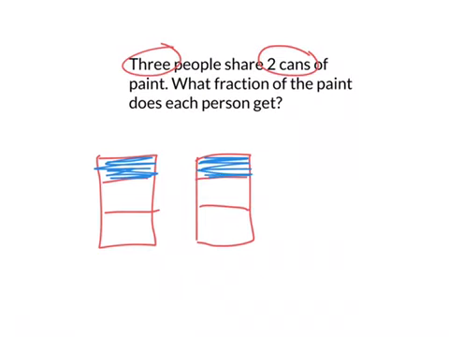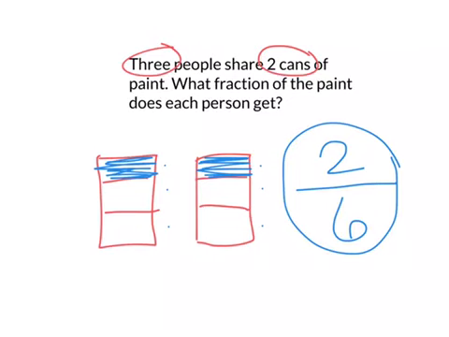Now we're going to write the fraction of the whole picture that's shaded in. So there are 2 pieces shaded in out of 1, 2, 3, 4, 5, 6. 6 pieces all together. So the fraction that each person gets is 2/6.